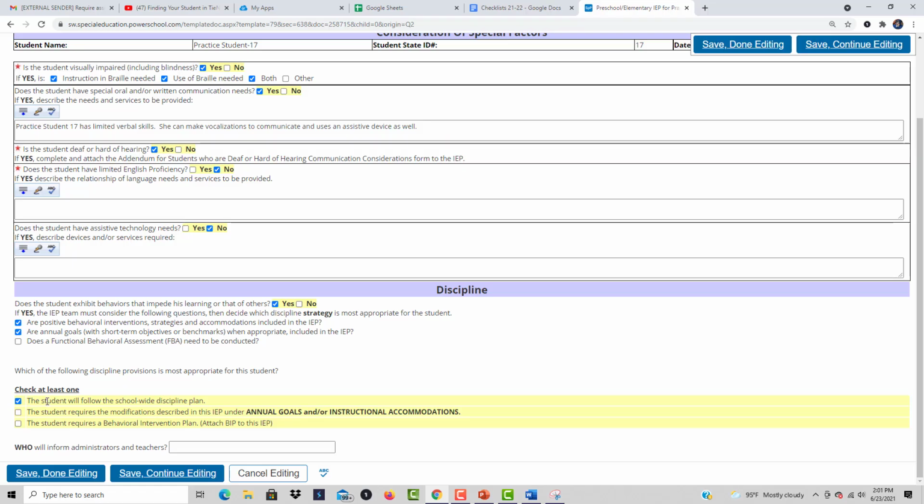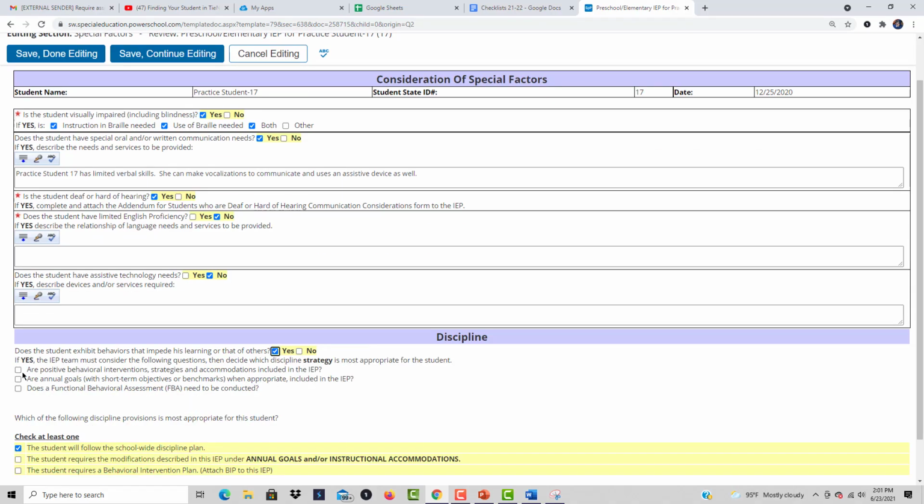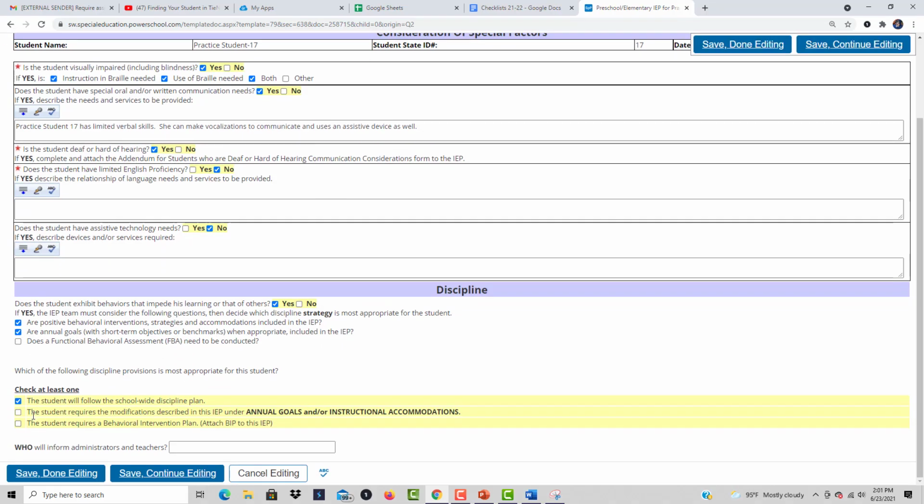And then we have to choose that the student will follow a school-wide discipline plan. And that's what you would choose if you didn't have anything here. But let's say we do have some positive behavior interventions and we have some goals, then we would choose that one. The student requires modifications describing the IEP under annual goals and instructional accommodations. And we could also choose to click on the school-wide discipline plan.